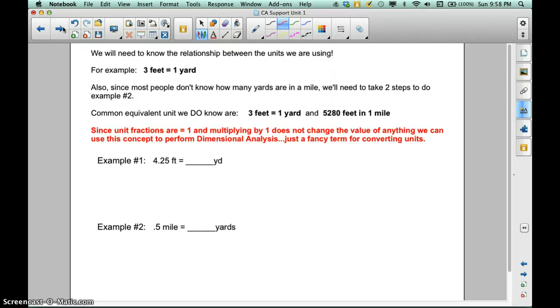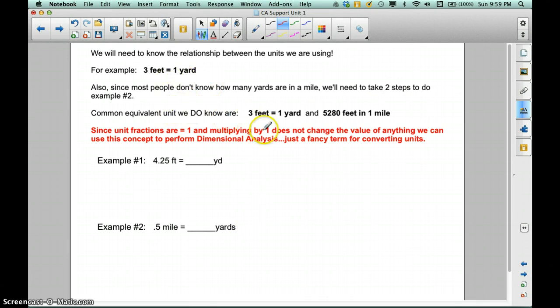We'll need to know the relationship between the units we're using. For example, 3 feet is equal to 1 yard, because 3 feet is in 1 yard. That will help us with example 1. But with example 2, I see we're going from miles to yards. Most people don't know how many yards are in a mile, and I'll tell you, I don't know how many yards are in a mile. So for this one, we're going to need to take 2 steps to do the second example.